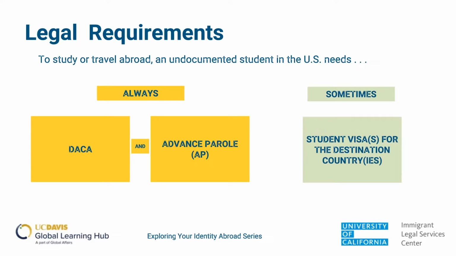The best resource for information, advice, and assistance for DACA and advanced parole is a legal organization or an attorney or a law firm that provides immigration-related legal services, such as, for example, my organization, the UC Immigrant Legal Services Center. And the best resource for information and guidance for visas for the destination country or countries is your campus's study abroad office. For example, here at UC Davis, we have our Global Learning Hub, and they are able to provide guidance with visas for study abroad programs.